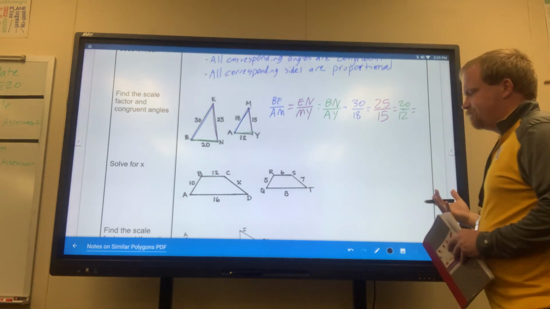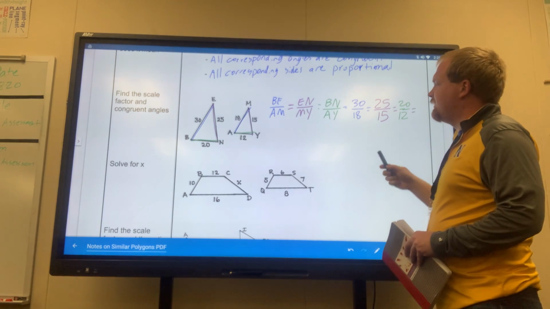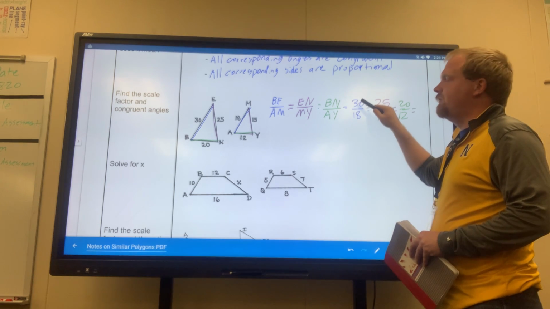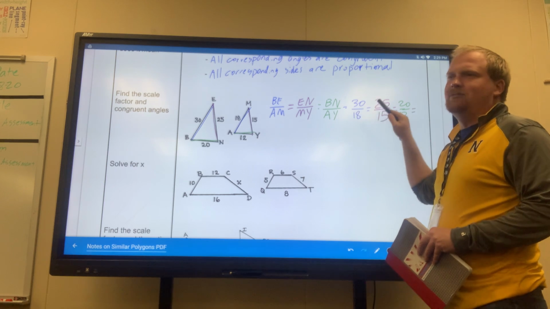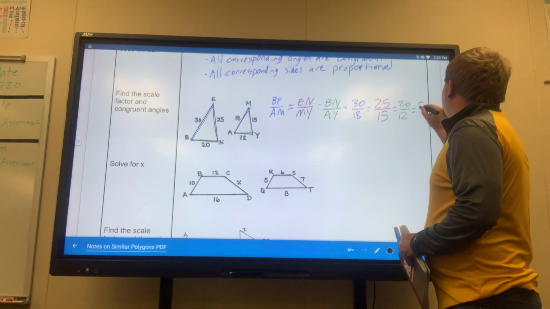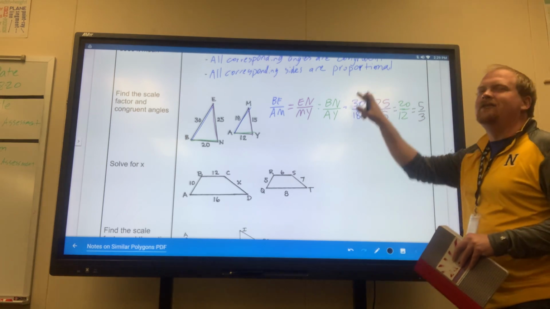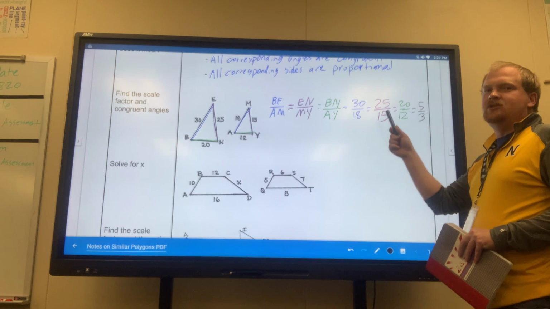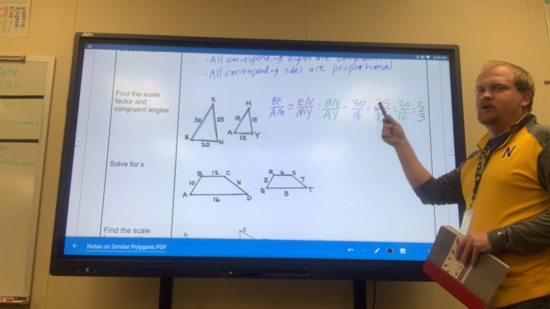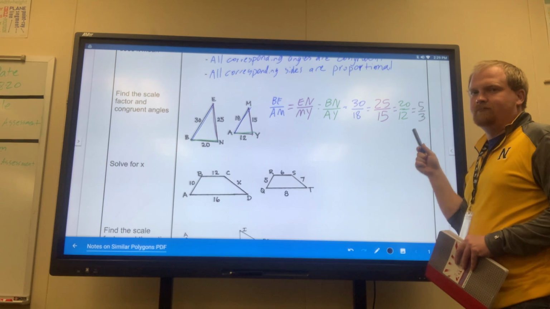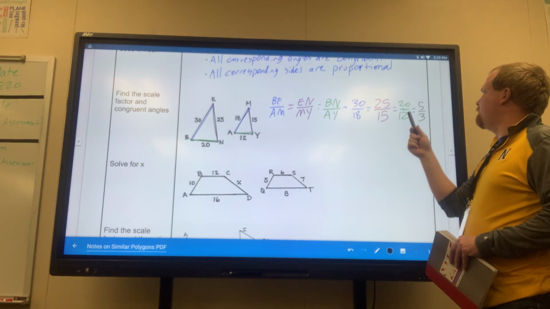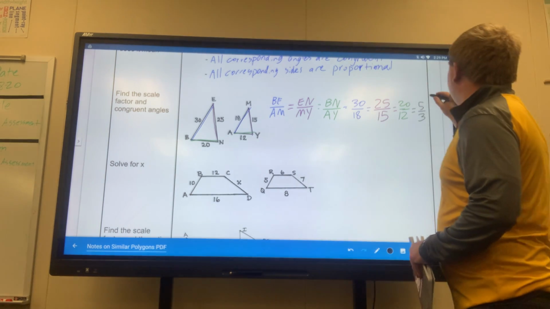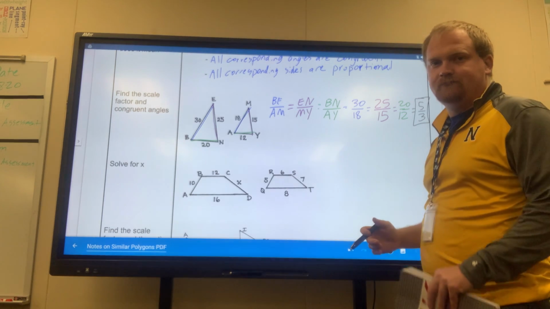Well, by looking at it, if I divide the 30 by 6, that gives me 5. Divide 18 by 6, that gives me 3. So basically if I simplify 30 over 18, I get 5 over 3. Well, I should be able to do the same thing by simplifying 25 over 15 to get 5 over 3. And if I simplify 20 over 12, that gives me 5 over 3. So my scale factor for this is 5 over 3.